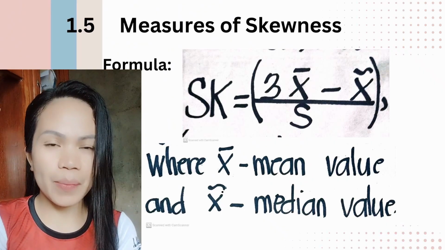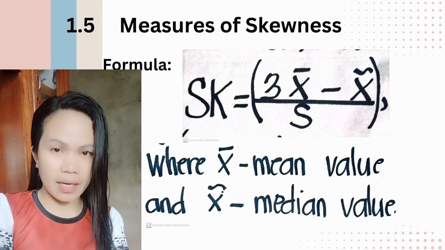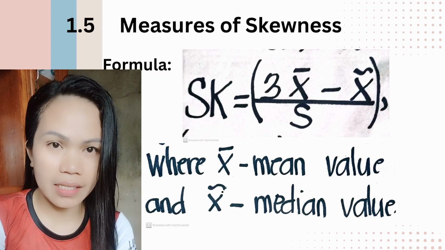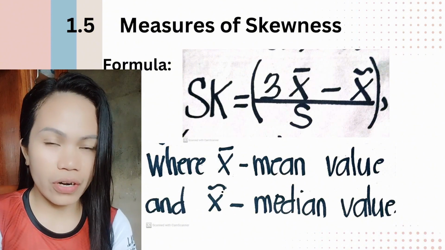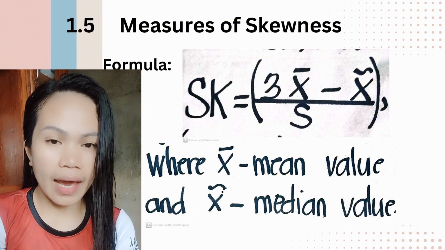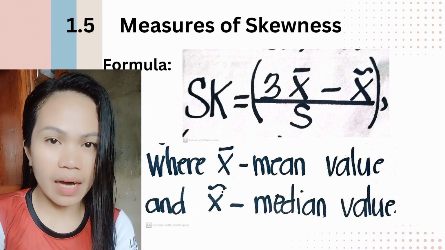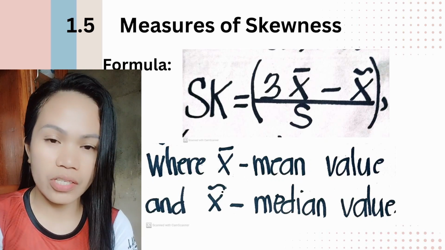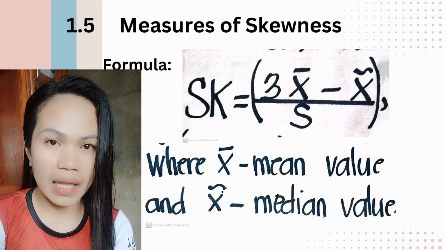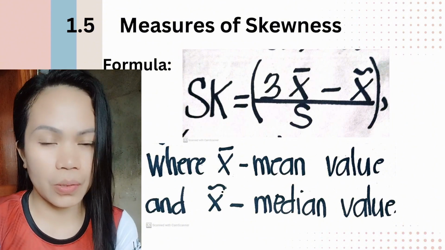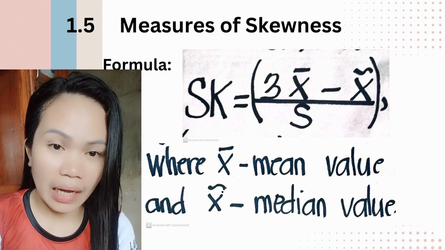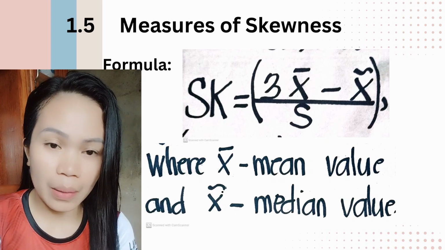So this is the formula of measures of skewness. Sk is equal to 3(x̄ minus x̃) over s, where x̄ is the mean value and the other x̃ would be the median value, and 3 is constant, right? Later on, we're going to use this formula to solve the problem.